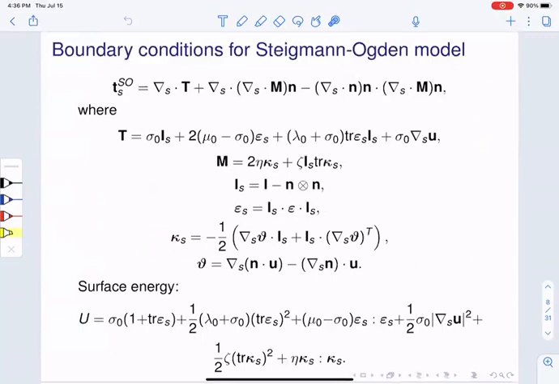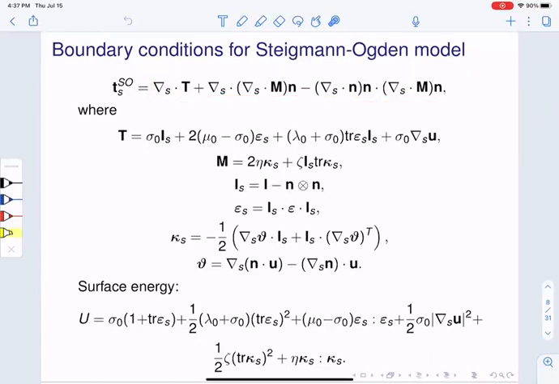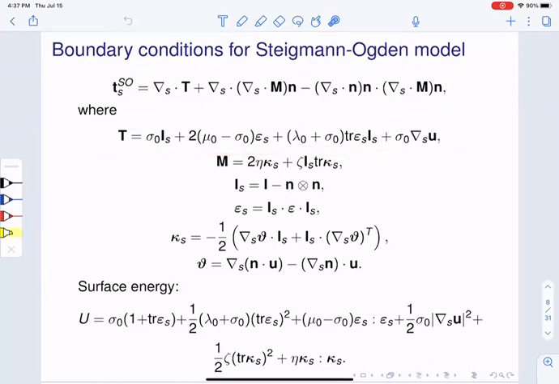Boundary conditions are distinguished by the presence of this additional component T_S, which comes from surface energy. For the Steigmann-Ogden model, this component has this form. Here nabla_S is the surface gradient, and T is the surface stress, which is given by this formula. U is the displacement vector.